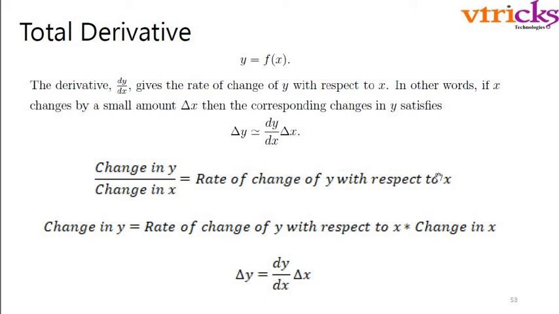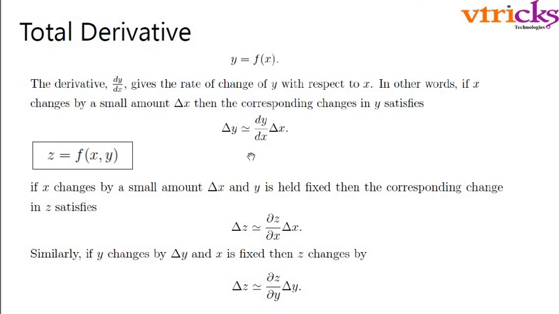Now, if we take this expression, we can also write change in y is the rate of change of y with respect to x, and I can cross multiply this into change in x. So I can write delta y is nothing but dy by dx into delta x. This expression can be used if you know dy by dx and you know the change in x, you can find out the change in y. It is just another way of telling the same thing: given a change in x, you can find the change in y by multiplying the change in x with dy by dx.